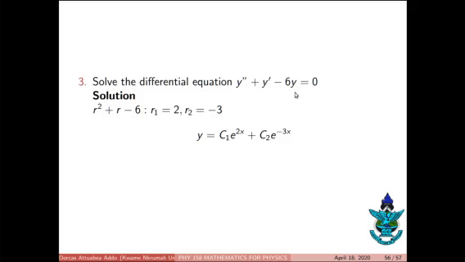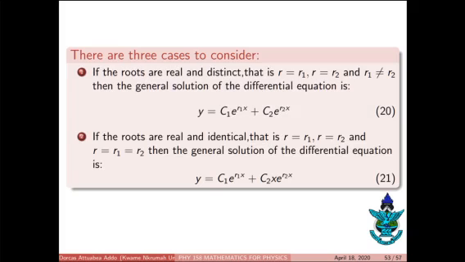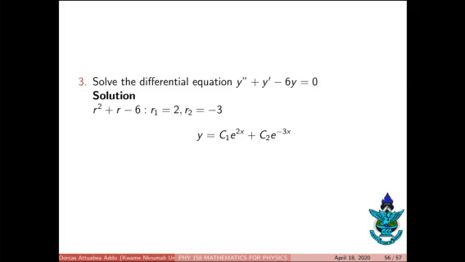The third example is with this differential equation. Let's write the quadratic equation. If you write the quadratic equation, what are we getting? r squared plus r minus 6 equal to 0. So r1 will give you 2, r2 will give you minus 3. So we can write the general solution. This can be compared to case 1, where the general solution was of this form. So our general solution for example 3 will be equal to this.